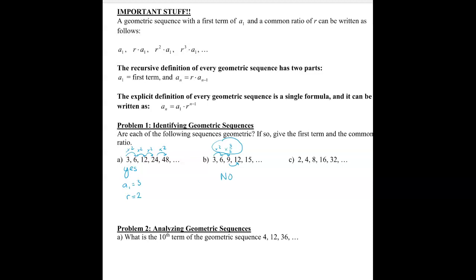Alright, and then finally, C. I would say, okay, I've got to get from 2 to 4, so I'm going to multiply by 2. 4 to 8, I'd have to multiply by 2. 8 to 16, I'd have to multiply by 2. And then 16 to 32, I'd have to multiply by 2. So yes, this is geometric. a sub 1 would be then just 2, and my r in this particular case is also going to be 2.